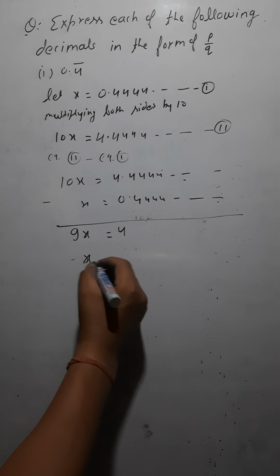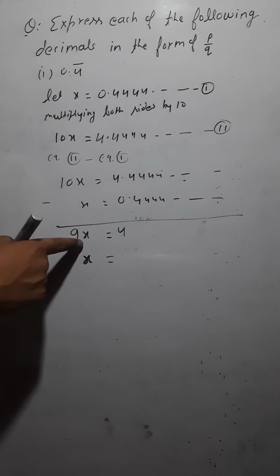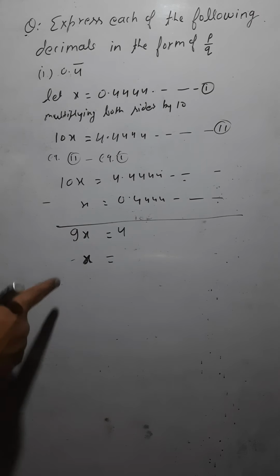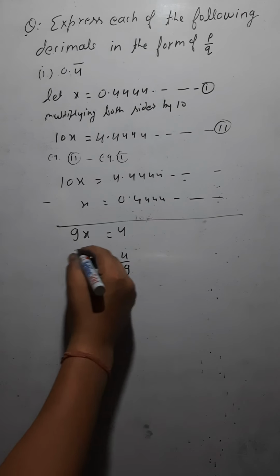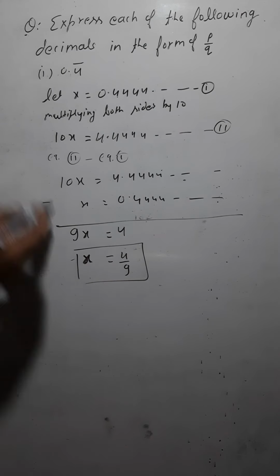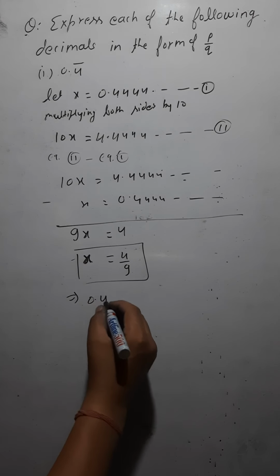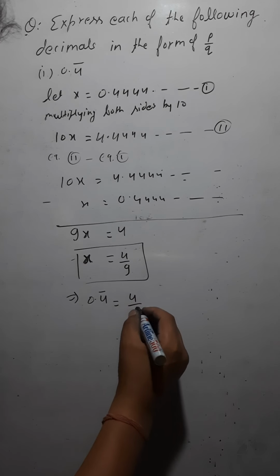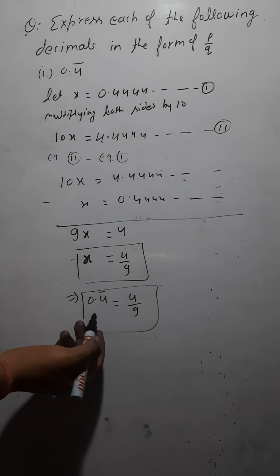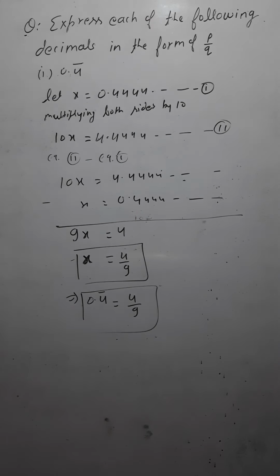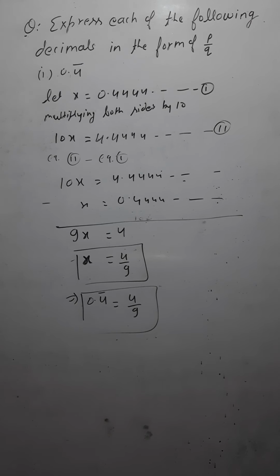So from here I have the value of x as how much? This 9 is multiplying here, so it would divide there. So I can write x is equal to 4 by 9. So this would be the value of x. So x is what? x is 0.4 bar. So it implies 0.4 bar equals 4 by 9. So this is how we have expressed this non-terminating repeating decimal in the form of p by q. Isn't it? Getting it or not? So that is how you would solve the rest of the questions also.